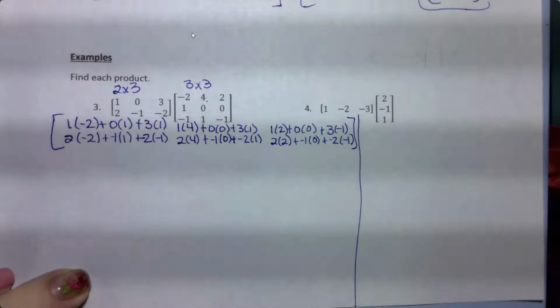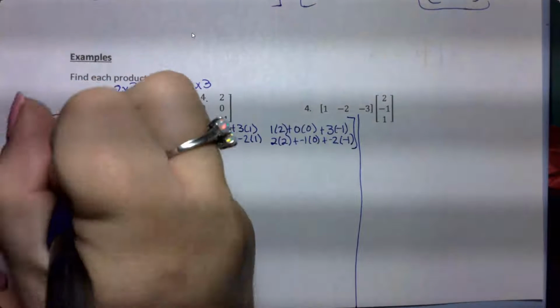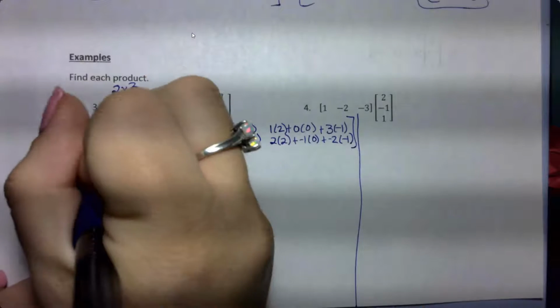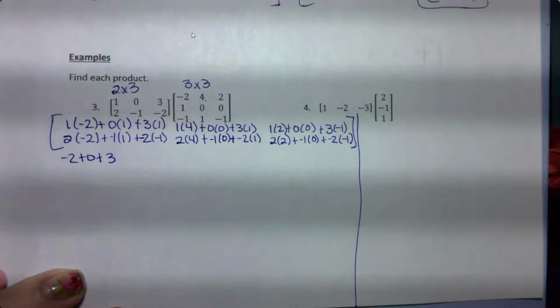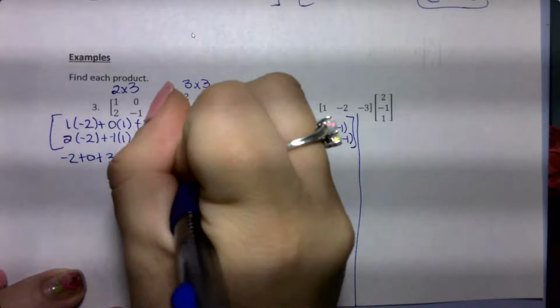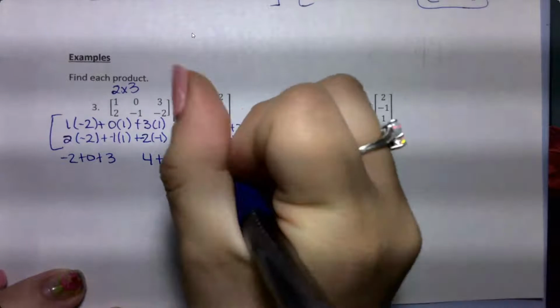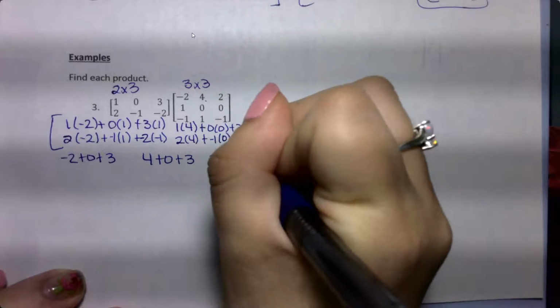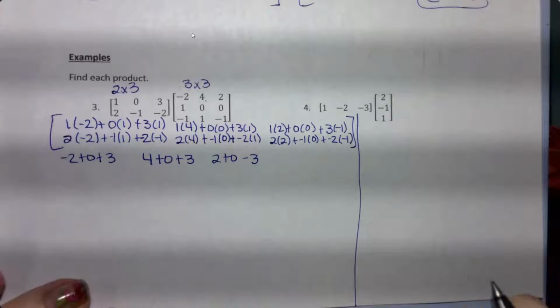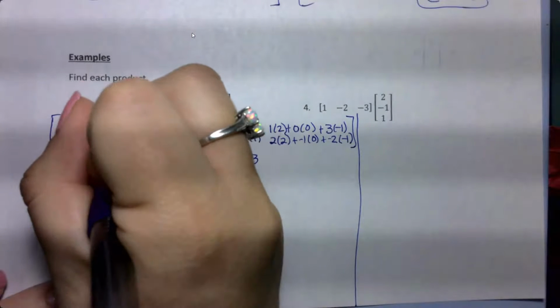Draw my bracket. Then I want to go ahead and perform all the multiplication I need to do. So first row, first column, I have negative 2 plus 0 plus 3. First row, second column, I have 4 plus 0 plus 3. Then first row, third column, I have 2 plus 0 minus 3. Oops, I messed up. This one right here should have been a negative 1. So it actually is going to make that a negative 3 right there.